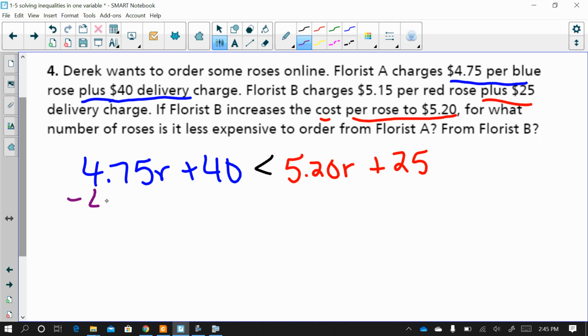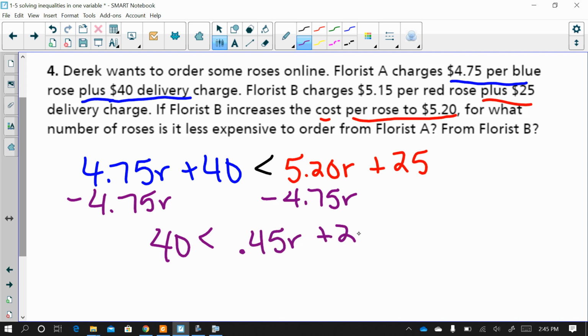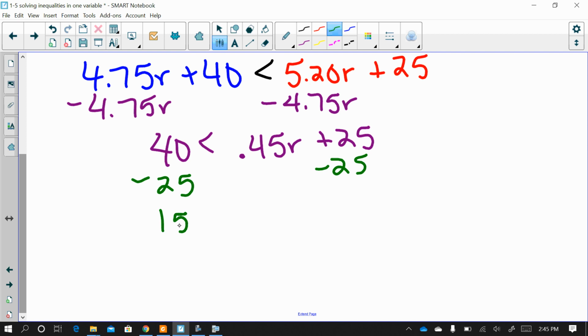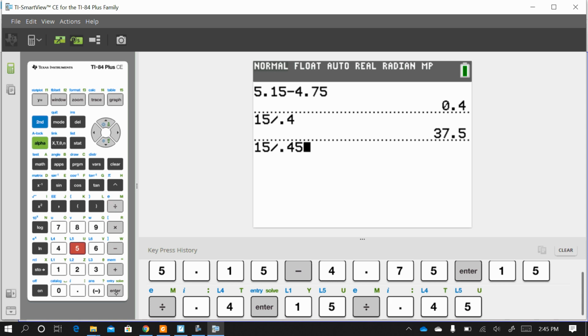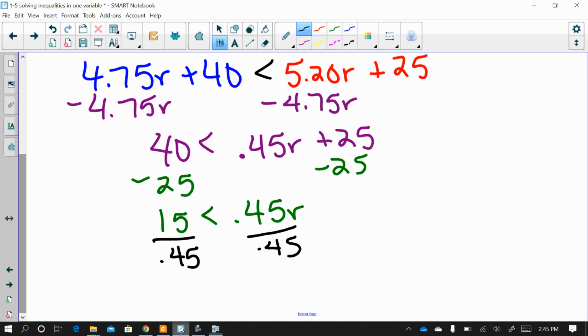We are going to subtract my 475R. 40 is less than 0.45R plus 25. Subtract that 25. 15 is less than 0.45R. Divide both sides by 0.45. Can't do that in my head, so 15 divided by 0.45, 33.3 repeating.